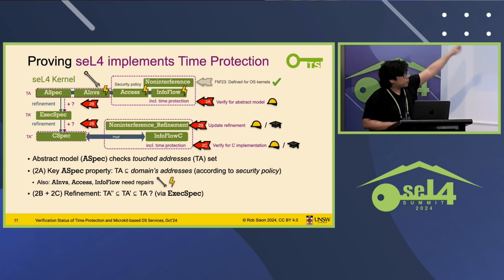And we also think we have an approach. We're going to preserve this subset relation, and if we can prove that the touched addresses down here are a subset of the ones up there, then we should be able to carry the property down.